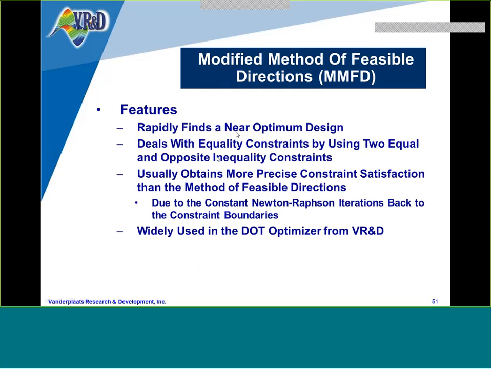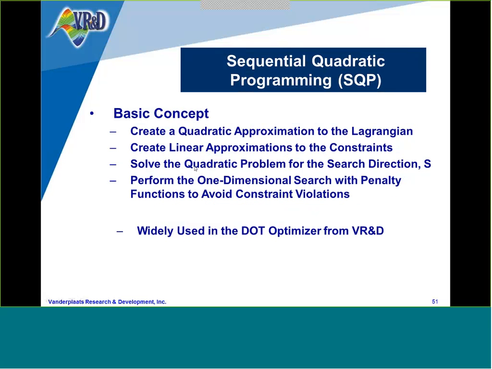Like the feasible direction method, it gets a near optimum fast. It deals with equality constraints by treating them as two equal and opposite inequalities. It does better than the method of feasible direction because we're constantly using the Newton-Raphson step to bring us back to the boundaries. And that's used in our DOT optimizer.